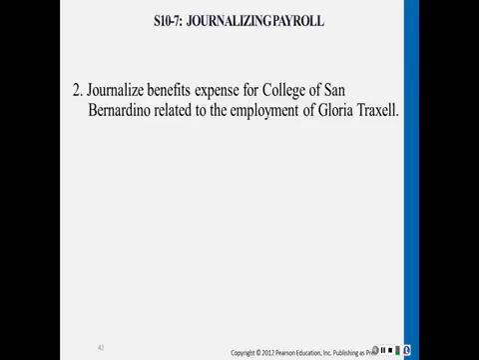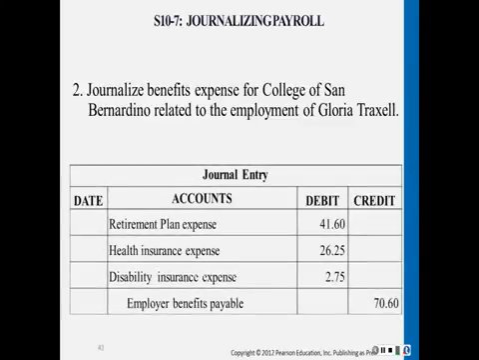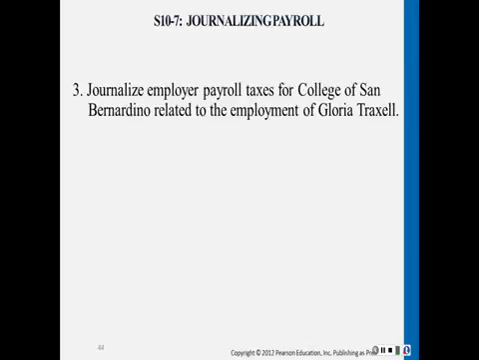Journalize benefits expense for College of San Bernardino related to the employment of Gloria Traxel. Retirement plan expense, $41.60. Health insurance expense, $26.25. Disability insurance expense, $2.75. Employer benefits payable credit of $70.60.